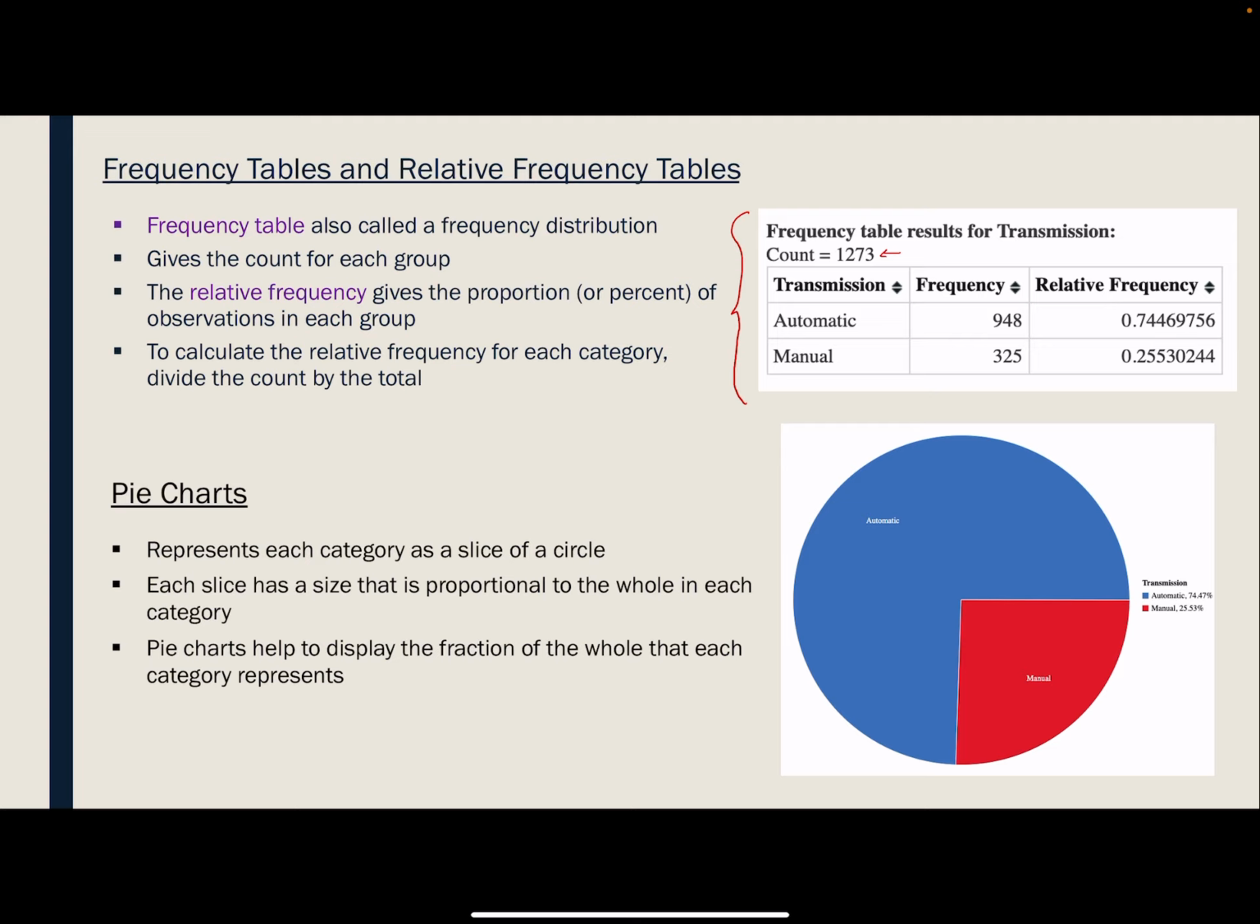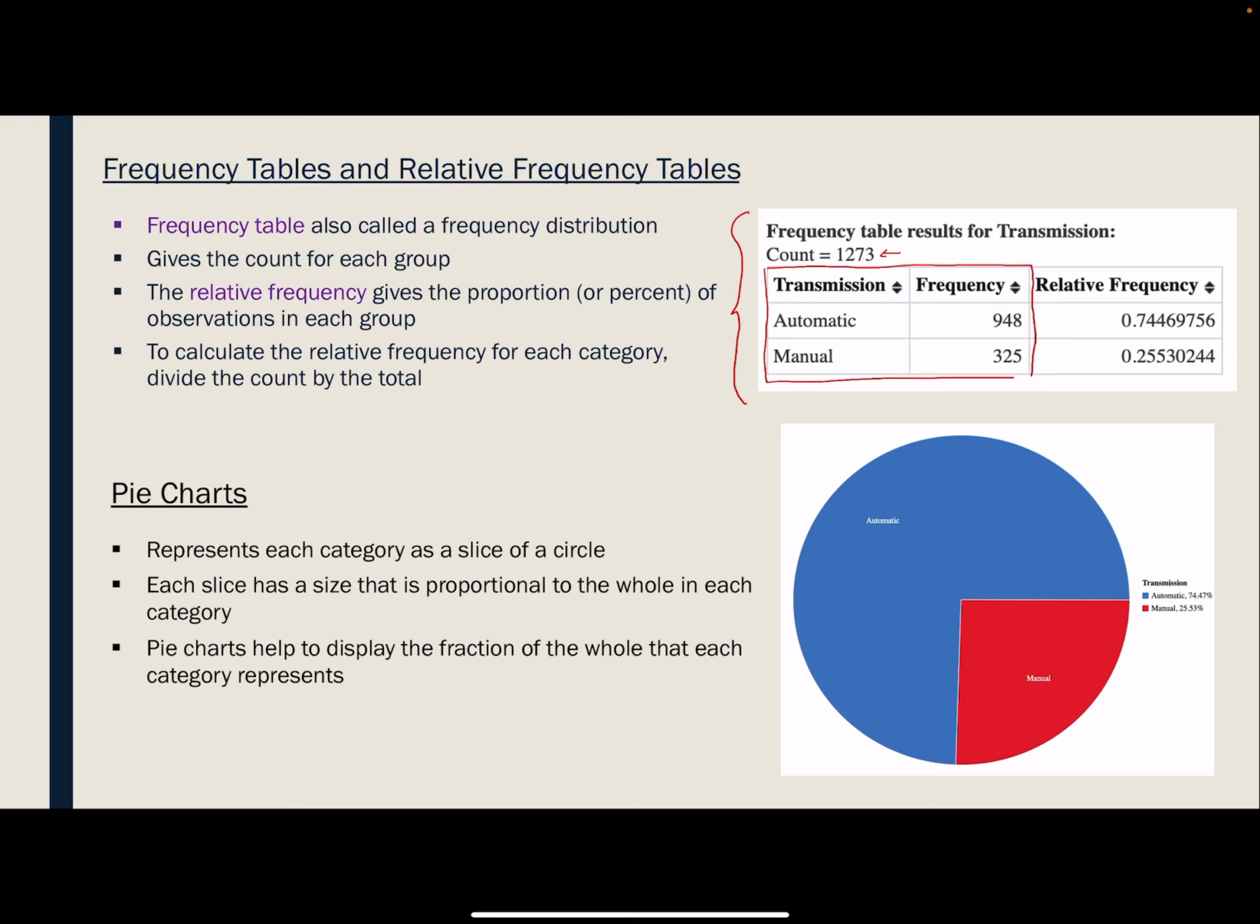So if I just looked at that part of the table, I would have a frequency table. But if instead I looked at the percentage, we would call it a relative frequency table. If I take each one of these counts and divide it by the total, I'll get the proportion. So I can see from the relative frequency table that about 74.5% of the vehicles were automatic and 25.5% of the vehicles were manual.